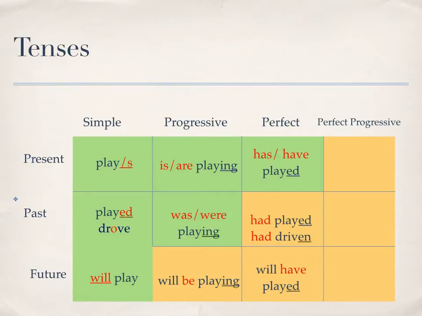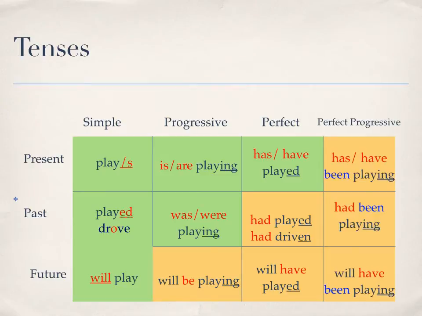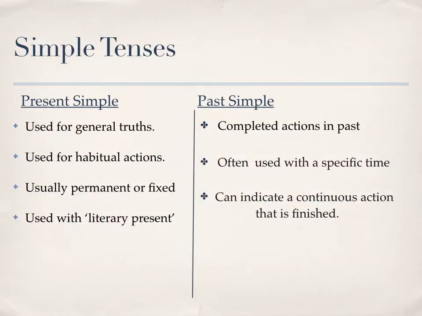Perfects have have, has or had, followed by the past participle, usually ending in ed or en, but not always. The perfect progressive are a mix of these two. They combine the perfect tense with have or has, and then progressives with be and the ing. So these are the 12 tenses that there are in English. The ones in green are the most common, so they're the ones that we're going to be focusing on the most. So let's start with simple tenses, the present simple and the past simple.